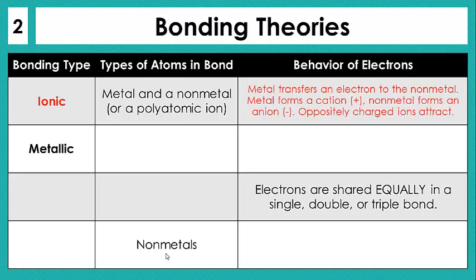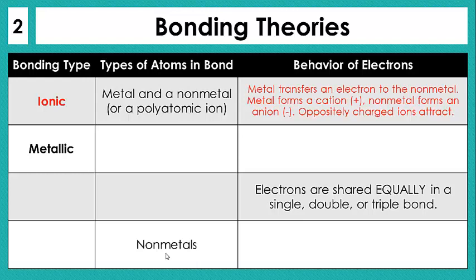In an ionic bond, this is what we talked about with sodium chloride, the metal transfers an electron to the nonmetal. So the metal, having lost an electron, becomes a cation, and the nonmetal, which gained an electron, becomes an anion. These oppositely charged ions are going to attract each other, and that's the ionic bond.